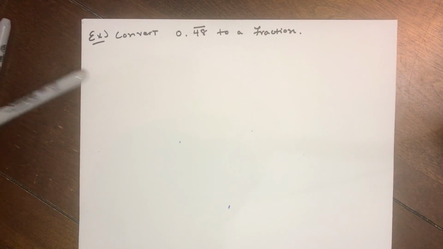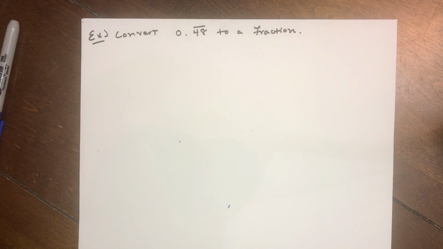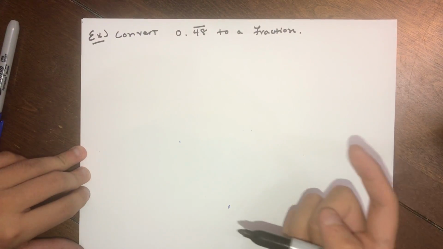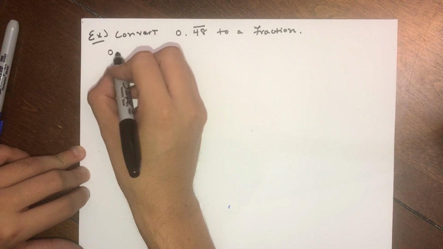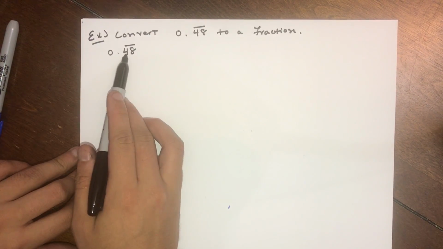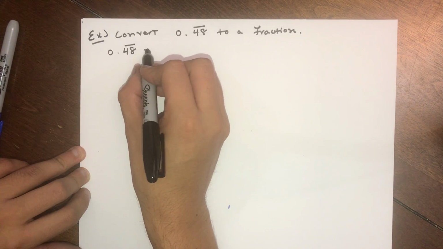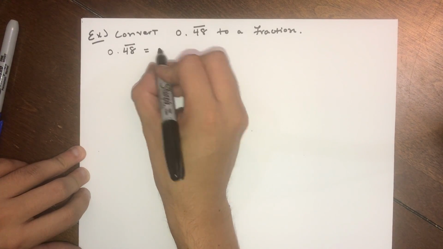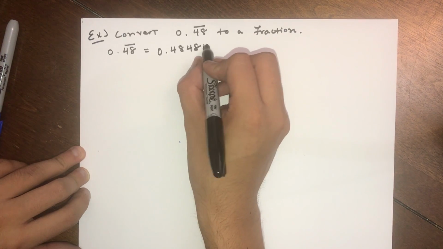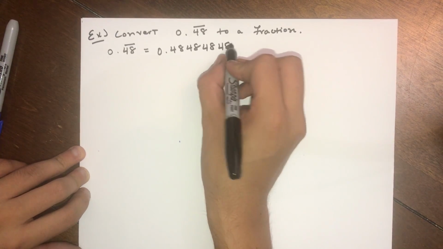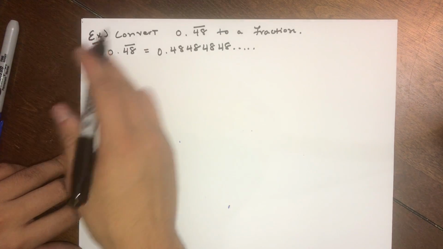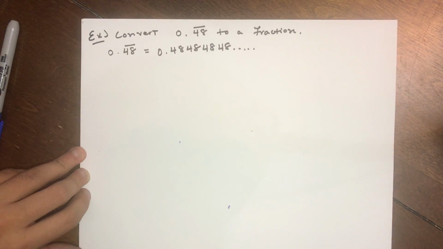This example says convert 0.48 repeating to a fraction. Before, we only had one number repeating. Now we have two numbers repeating because the bar is over the 4 and the 8. If you were to expand it, it would look like 0.484848, and it goes on forever. We want to turn this into a fraction.